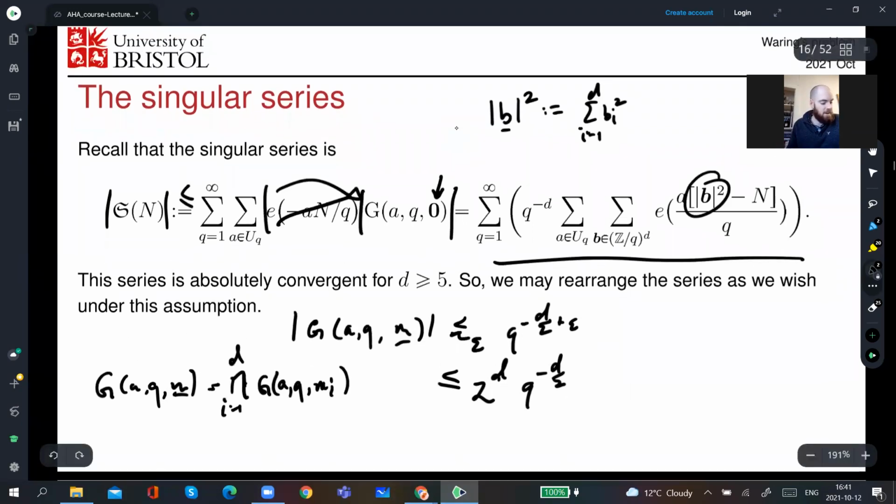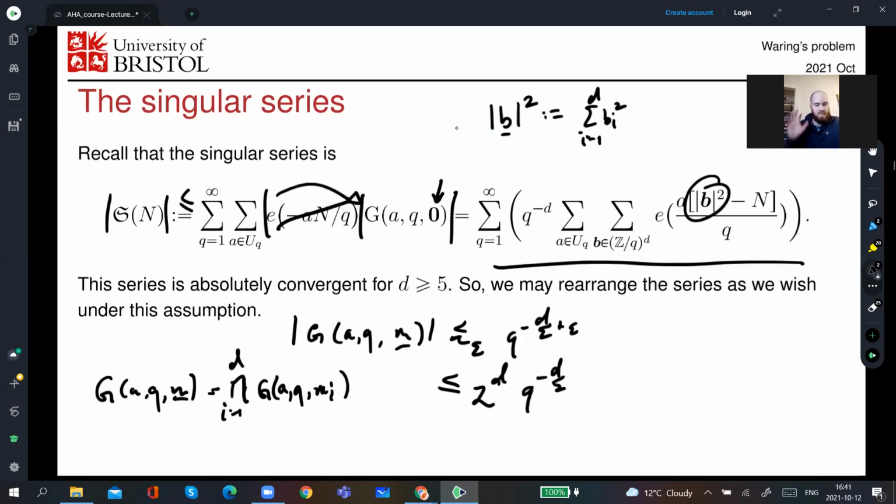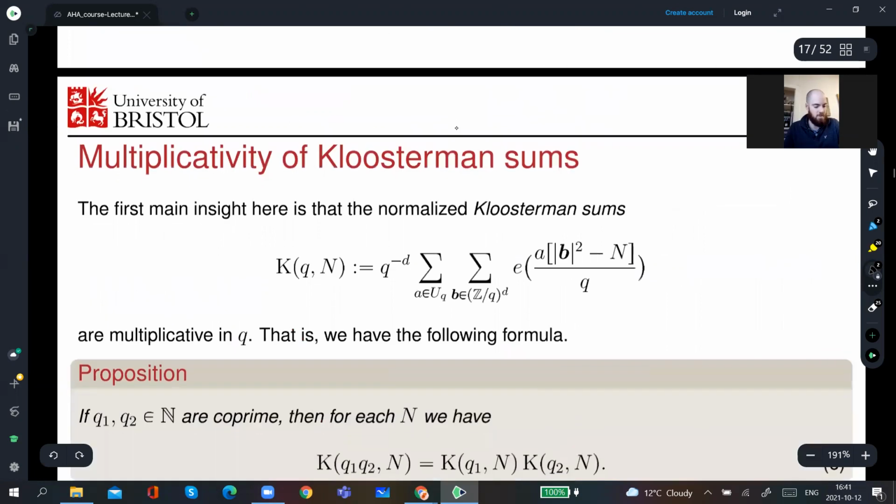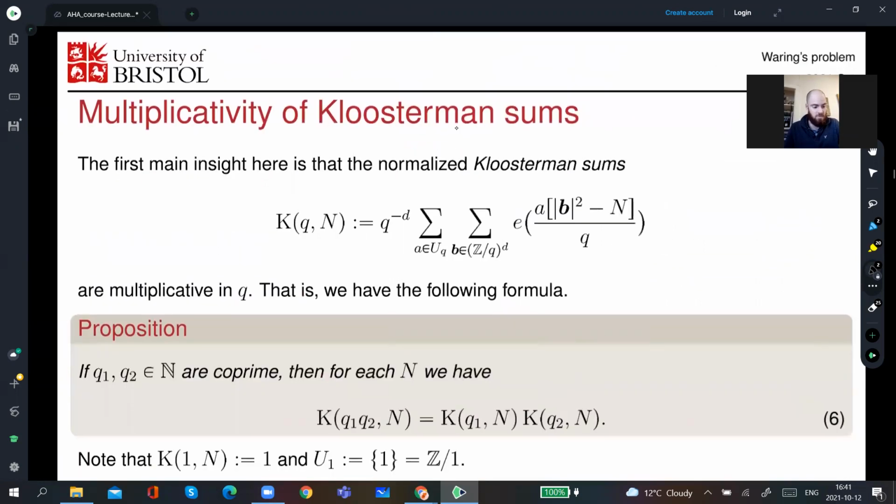Great. The point I make about the reason I recall that this is absolutely convergent for 5 or more dimensions is that we can rearrange the series as we like now. It's absolutely convergent in terms of A and Q as a double sum, which was different from the singular integral a moment ago. But we can rearrange a series as we like. So that's cool. Why is that useful? It's going to be because of the multiplicativity in these Kloosterman sums.